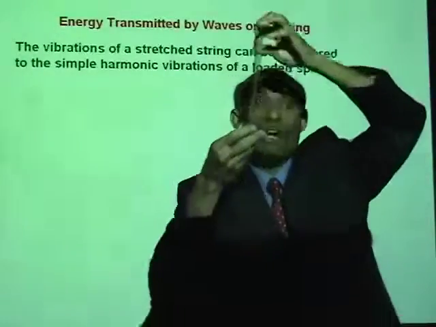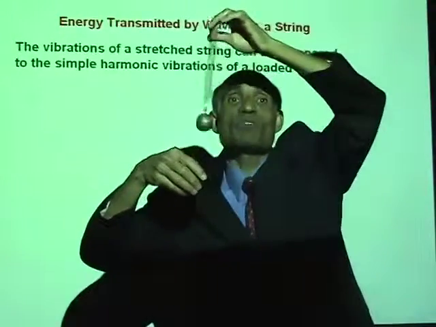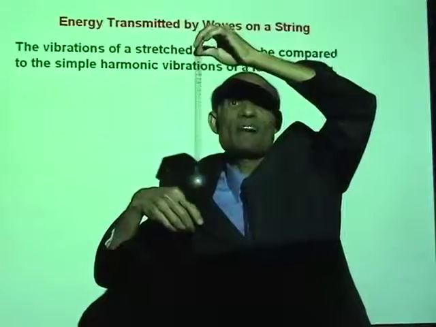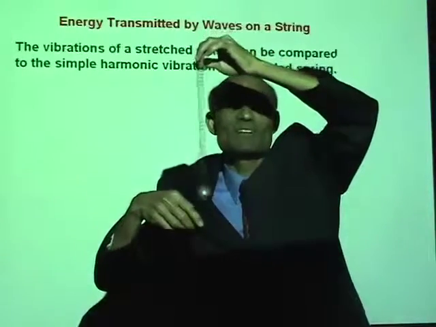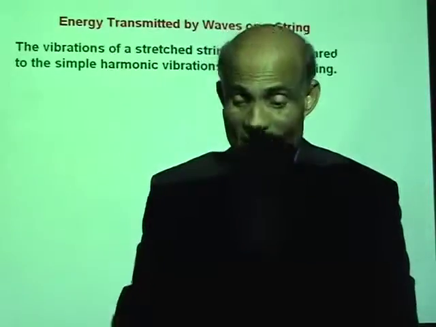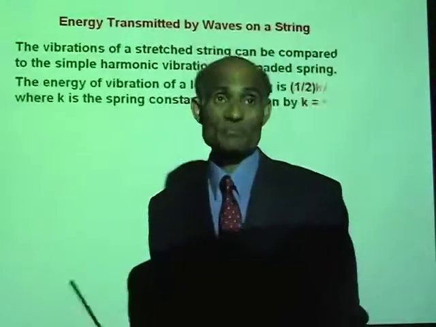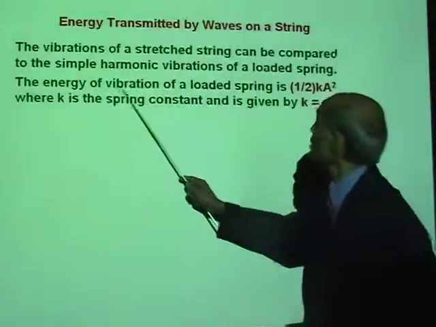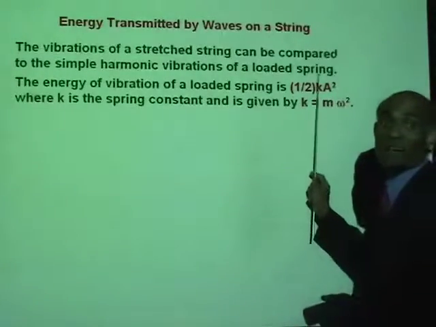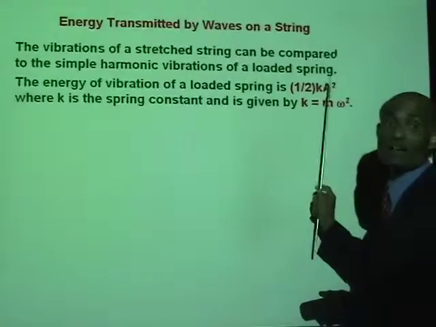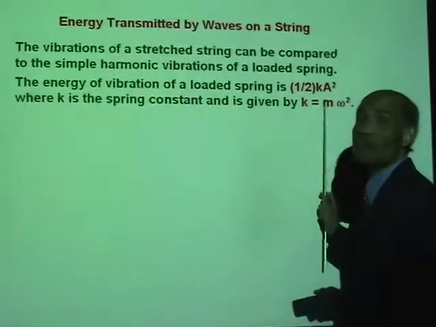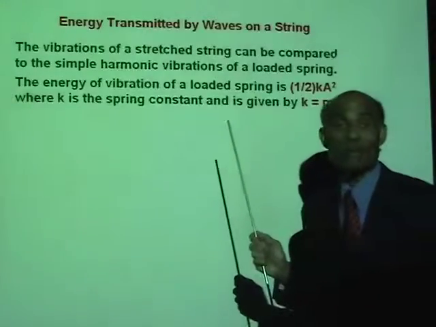All right, tell me, what is the total energy of vibration? What is the total energy of vibration? You remember the equation? Equal to 1/2 Ka squared. Now, the energy of vibration of a loaded spring is 1/2 Ka squared, where, I hope you remember these, K equal to m omega squared.